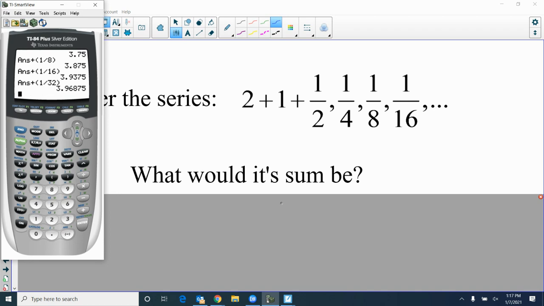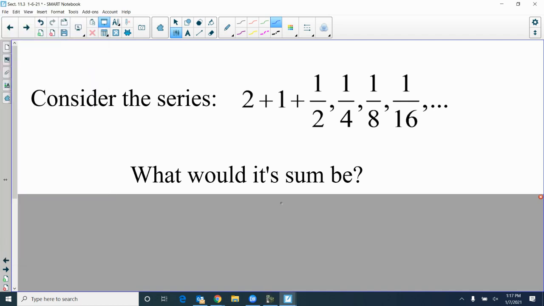Okay, it's going to keep getting closer and closer. If we do this infinitely, it's actually going to equal 4. It's never going to get bigger than 4, plus a 64th. Here's why it'll never get bigger than 4. Let's see if I can explain this.